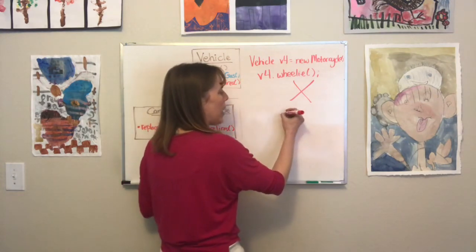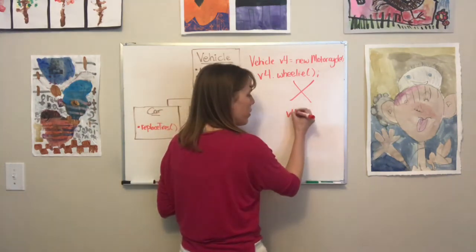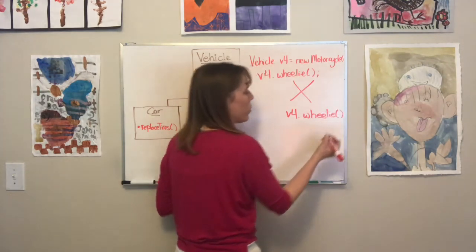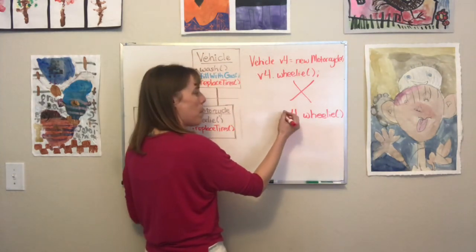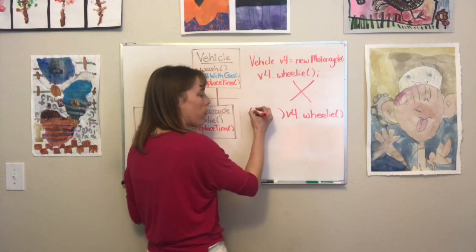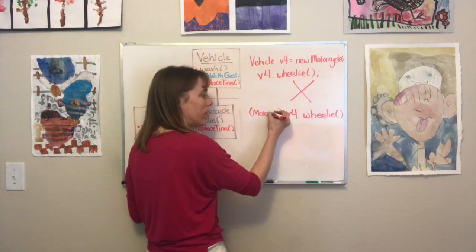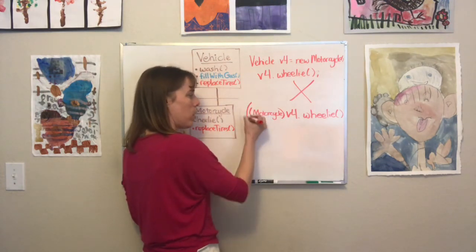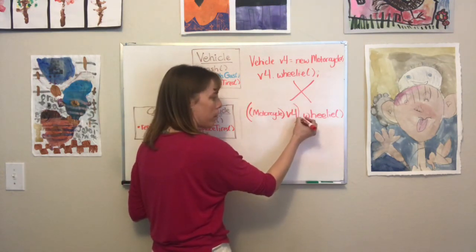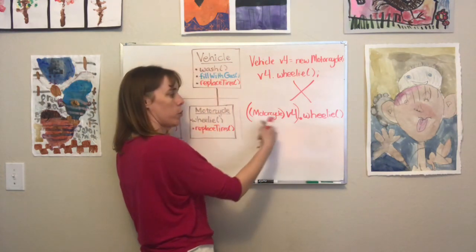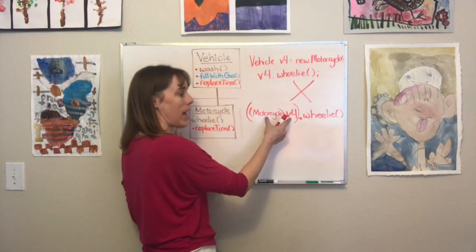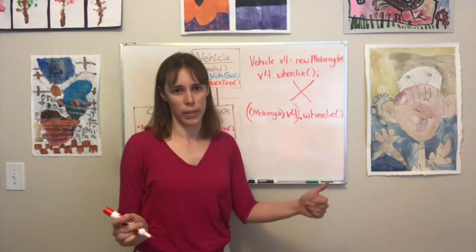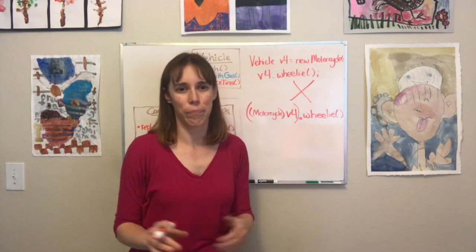So if you had v4.wheelie and then you said, hey compiler, I know that it doesn't look like it, but this V4 is actually a motorcycle. If you cast it as a motorcycle, this is you promising the compiler that V4 is actually a motorcycle, and the compiler will say, okay, well a motorcycle could do a wheelie, so I guess that's okay.